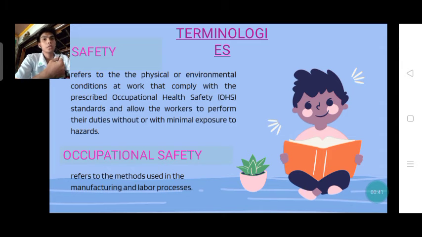Then, before we go to the main discussion or the introduction, we will see some terminologies here. First is safety. Safety refers to the physical or environmental condition at work that complies with the prescribed occupational health safe standard and allows the workers to perform their duties without or with minimal exposure to hazard. Occupational safety refers to the method used in the manufacturing and labor process.